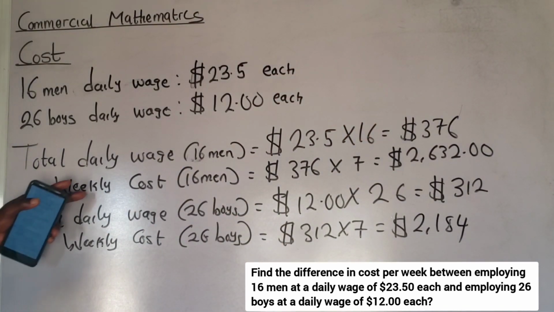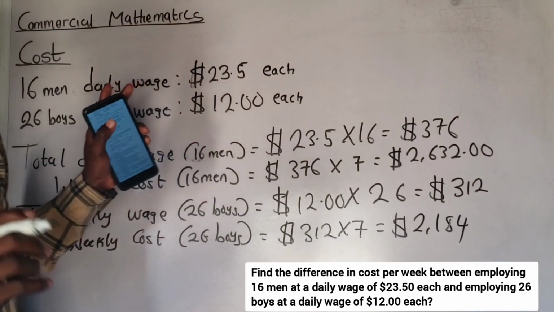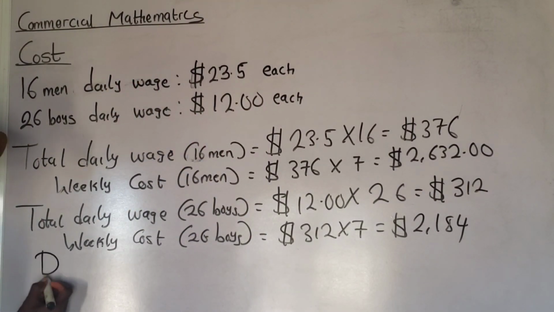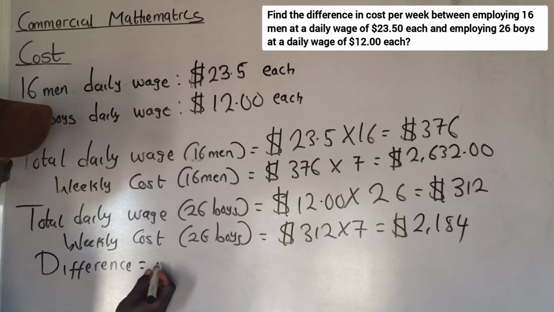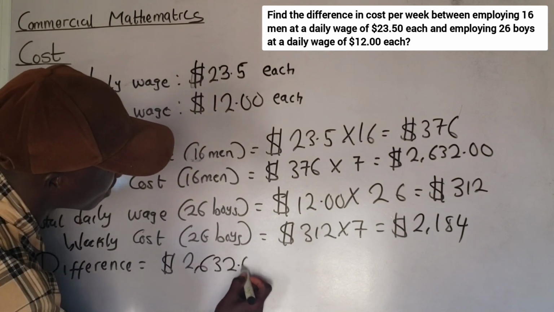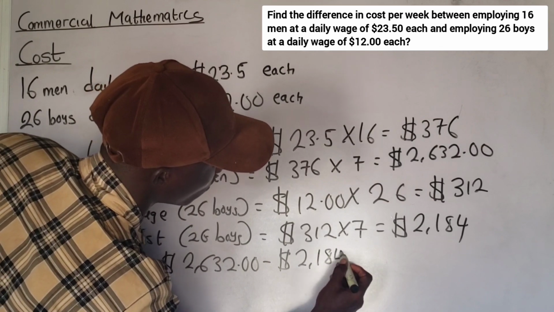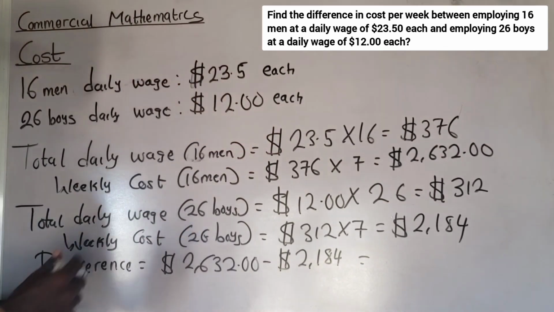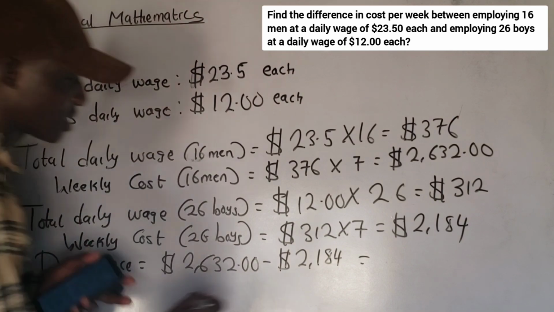Now it is this difference that we have to find, this minus this. That's the answer. Okay, the difference now will be $2,632 minus $2,184. Now if you take the difference of this, you are going to have 448. Okay, 448. That is the final answer.